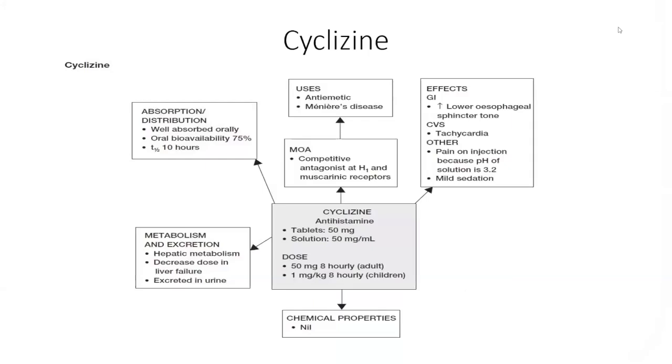So this is just a summary of cyclizine and how it acts. It's a competitive antagonist of the H1 and muscarinic receptors. It's used as an antiemetic and also in Meniere's disease. In terms of its metabolism, it's hepatically metabolized, so you need to decrease the dose in patients with liver failure, and it's also excreted in the urine. In terms of its effect, it causes an increase in your lower esophageal sphincter tone. It causes a tachycardia, and also it's painful on injection because of the pH.